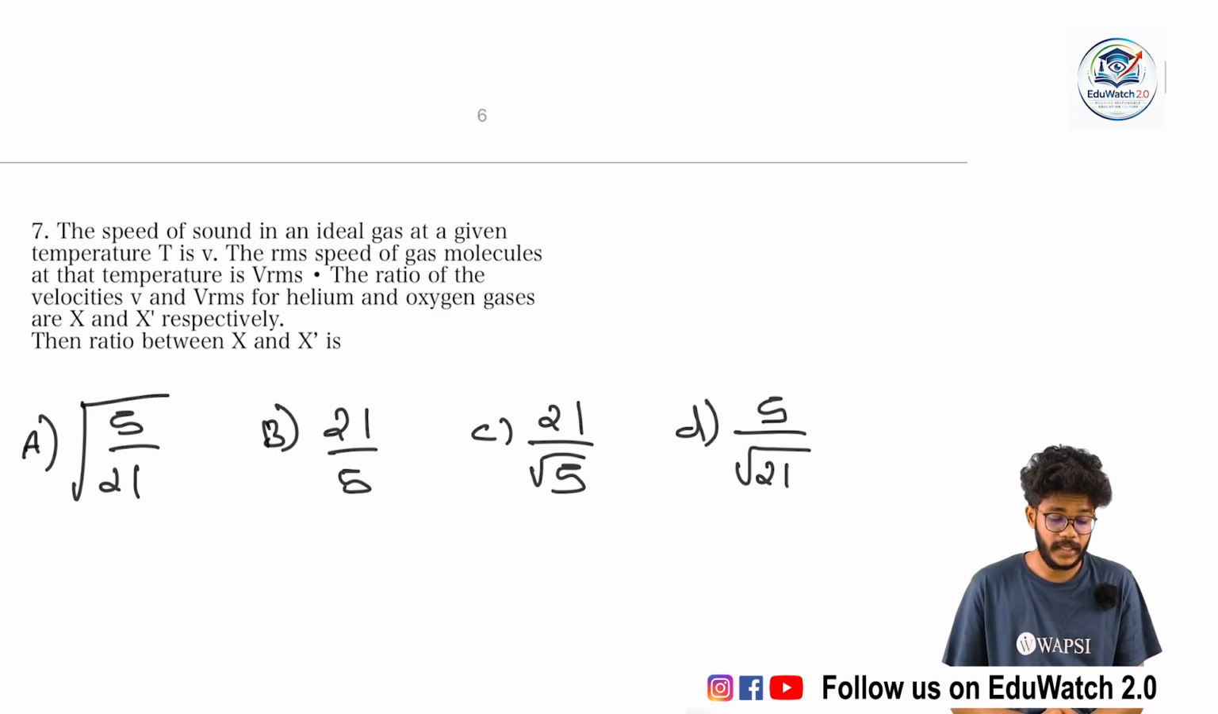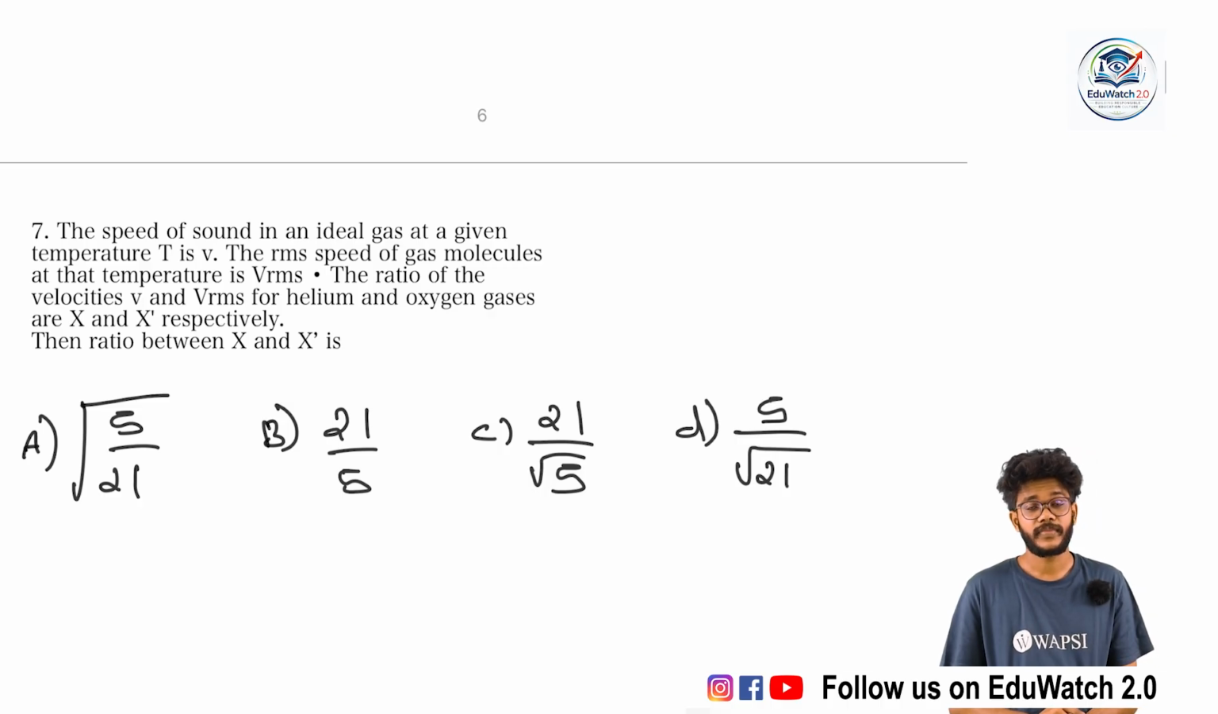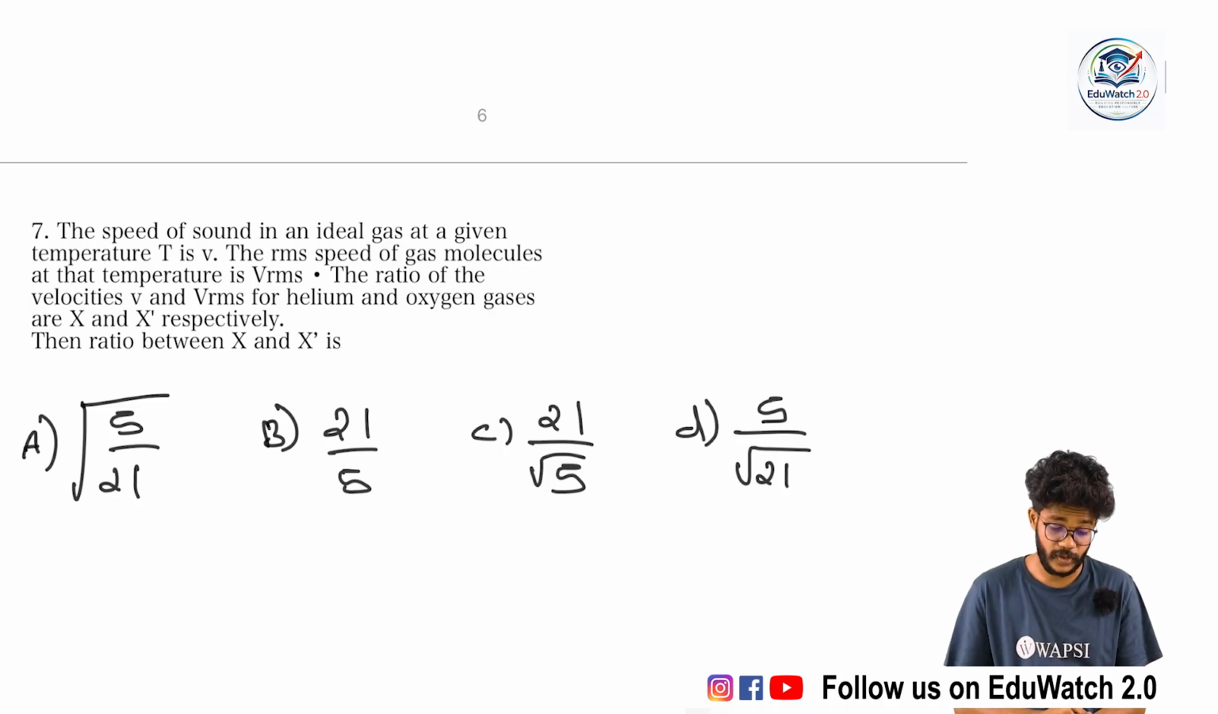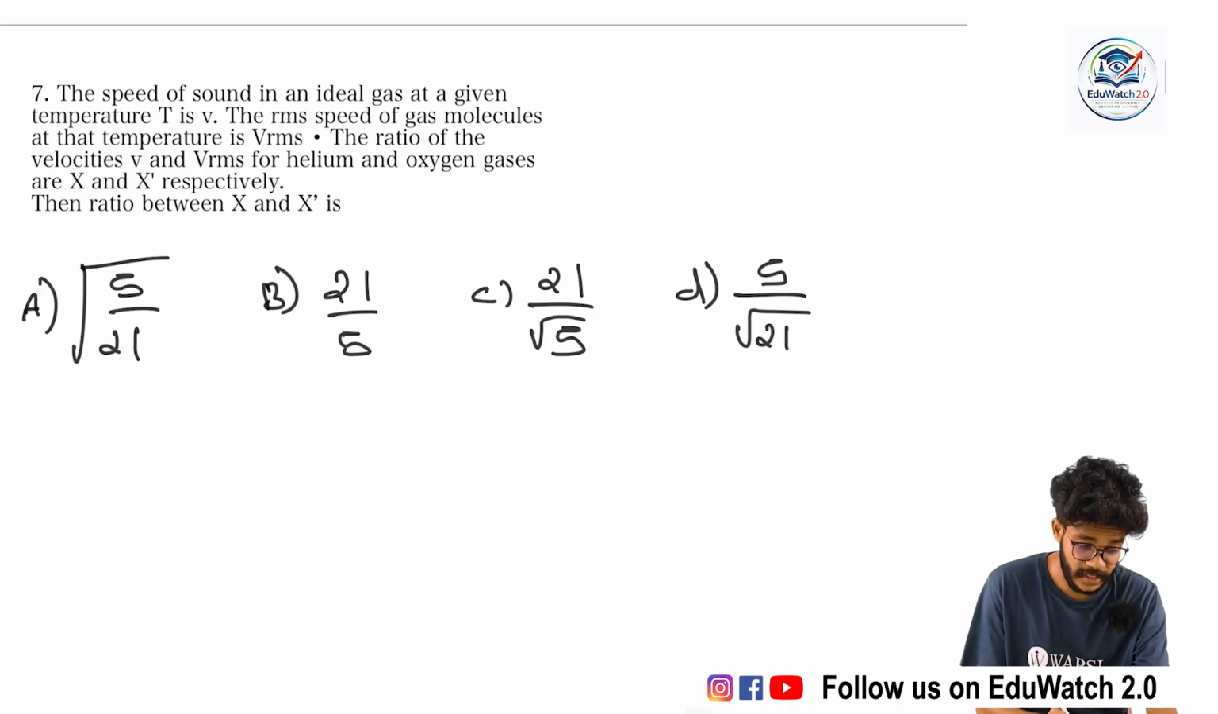The speed of sound in an ideal gas at a given temperature T is V. V is the speed of sound in the gas. The RMS speed of a molecule at that temperature is Vrms, the root mean square value of the velocity. Vrms is the speed of the gas molecule, and V is the speed of sound. The ratio of the velocities V and Vrms for helium and oxygen gas are X and X dash.